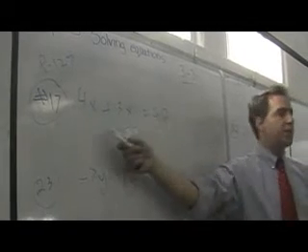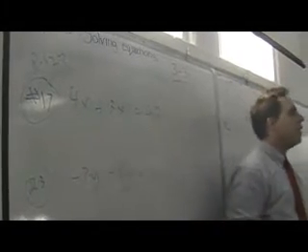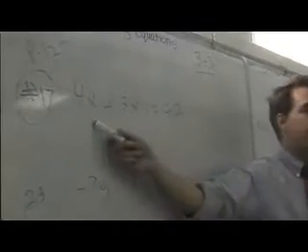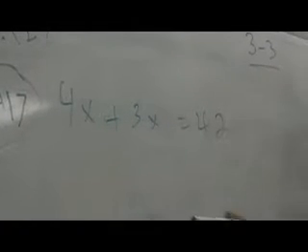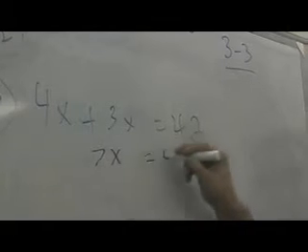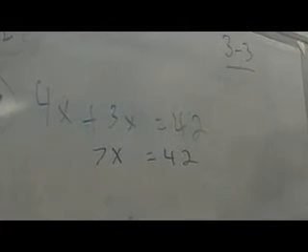What you can notice about this question as opposed to your simple equations is what, Austin? There's like terms. In other words, 4x and 3x, they're alike, right? And so what do we do to like terms? Add them, collect like terms. What's 4x plus 3x? 7x. So we now have 7x equals 42.